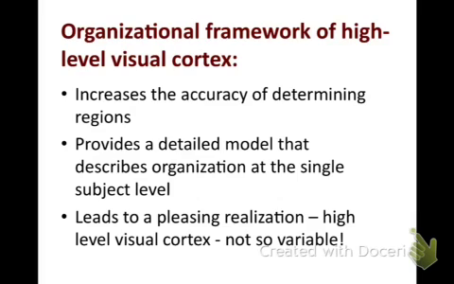So basically these findings reveal that high-level visual cortex is much less variable than depicted in the literature. If you use high-resolution fMRI and multiple measurements and pay attention to anatomical landmarks, you can increase the accuracy of determining regions, and you can determine them on a single subject basis. And moreover, this kind of model provides a detailed description of organization at the level of a single subject.